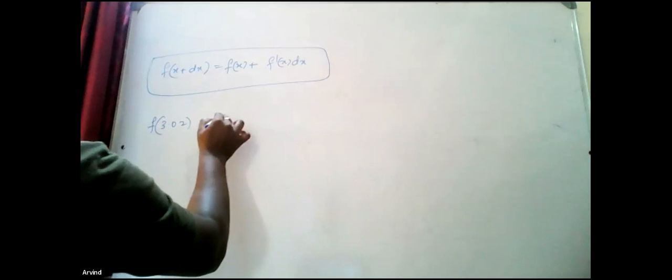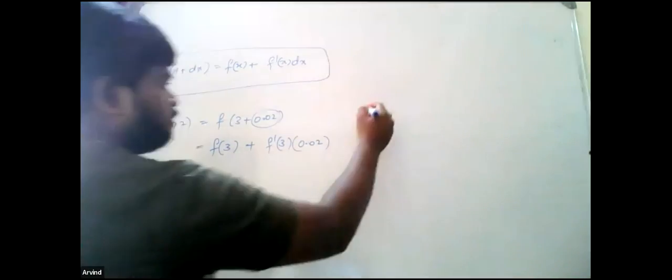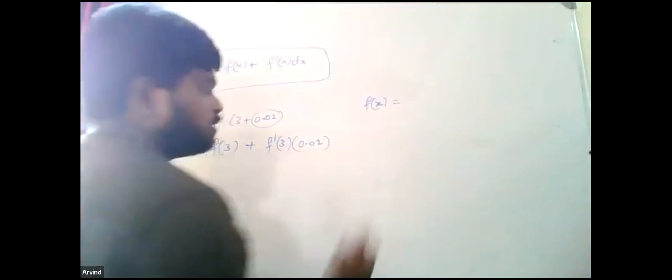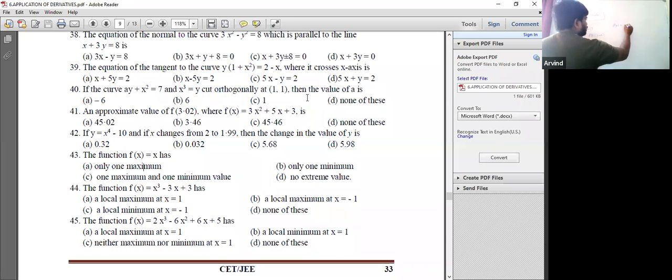So here we have to find f(3.02). I'll write this as f(3 + 0.02). That will be equal to f(3) + f'(3) × dx, where dx is nothing but the small change, 0.02. That will be the value. So the given function f(x) is, let's check it out. What is f(x)? f(x) is 3x² minus 5x + 3.